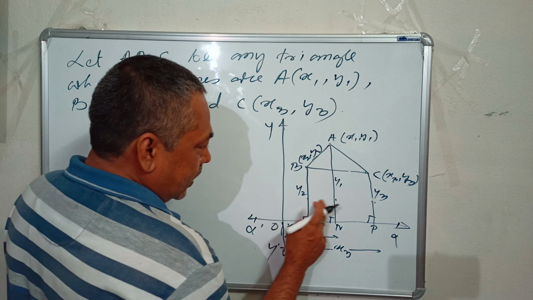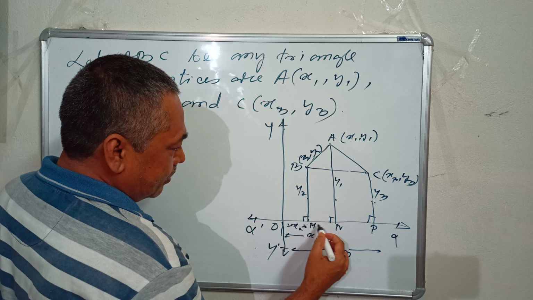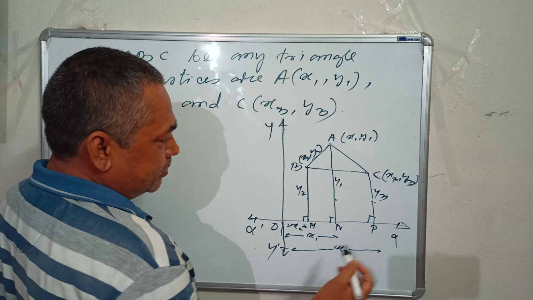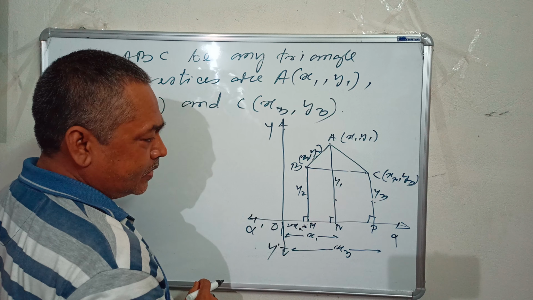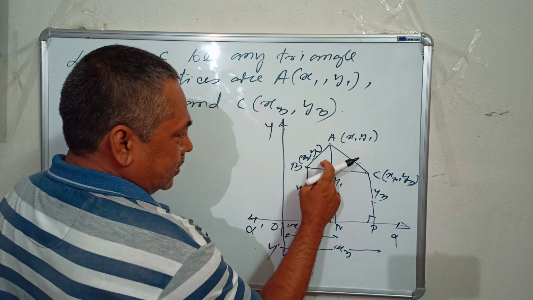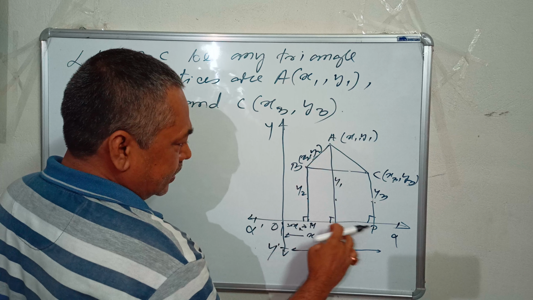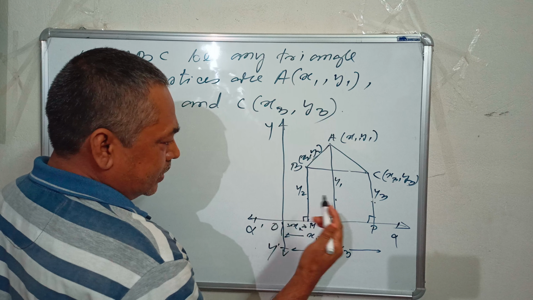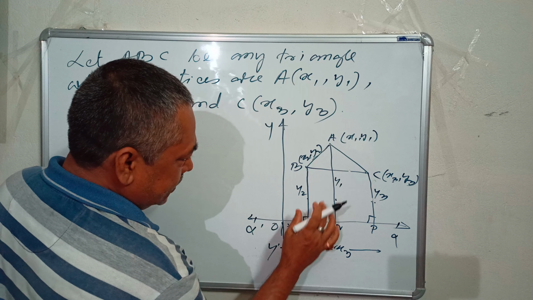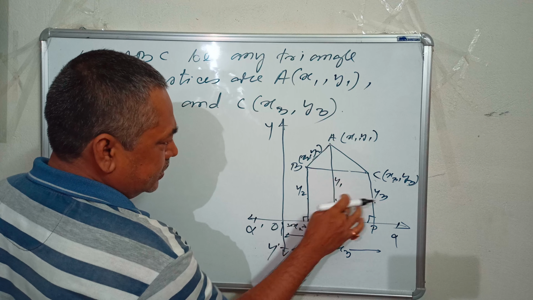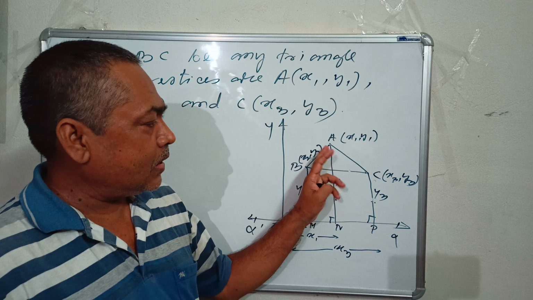So when these two lines are parallel, you get a trapezium, say ABMN is a trapezium. Similarly, you get another trapezium, ACPN. If we add these two trapezium areas, you get the area of the full figure. Then from this, BCPM is another trapezium. If you subtract this area, you get the area of the triangle ABC.